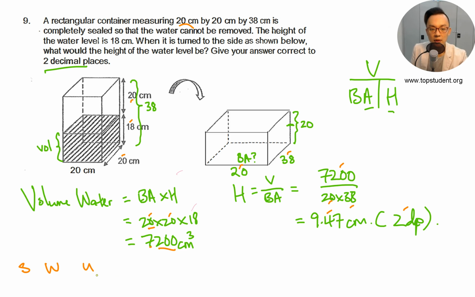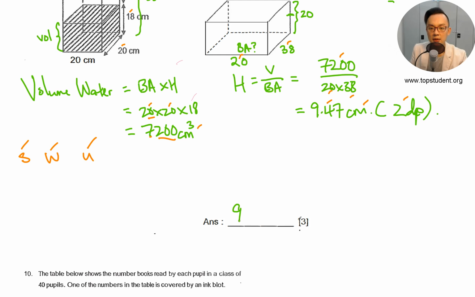The last one is units. Cubic centimeters is correct. Centimeters is correct over here. So my substitution is checked, working checked, units checked. This is how we check for math basically. So for the answer, you write 9.47 centimeters, correct to 2 decimal places.